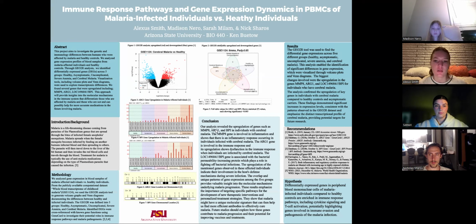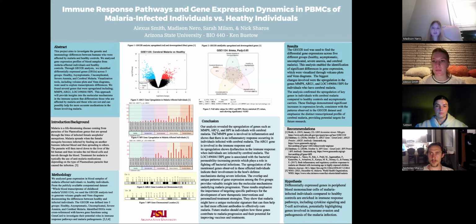For our introduction and background, malaria is a life-threatening disease caused by Plasmodium parasites, spread through bites from infected female mosquitoes. Once in the body, the parasites travel to the liver, then enter red blood cells, spreading through the blood. Malaria is treated with medications based on the specific Plasmodium species causing the infection. Understanding these processes helps develop better treatments and prevention strategies.